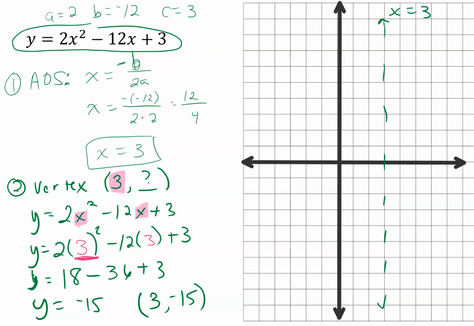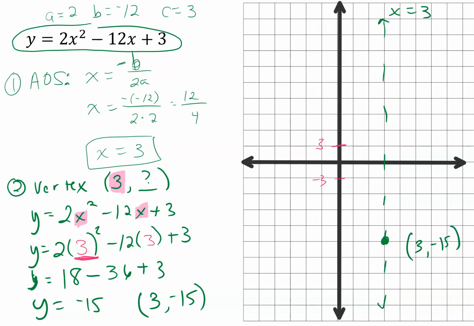Now we're ready to plot that point on our graph, but if you notice, it's probably not going to work if I count each one of these lines as 1. So what I'm going to do is on my y-axis, I'm going to make each tick mark worth 3, so that's going to be positive 3. This is going to be negative 3. So when I plot 3, negative 15, I'm going to go over 3 because I didn't change the value on the x, and down 3, 6, 9, 12, 15. And now I've got my vertex right there at 3, negative 15.